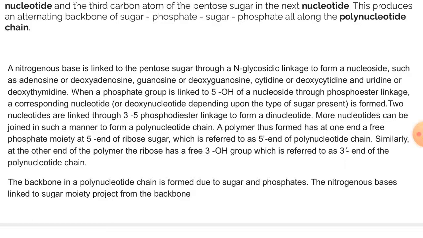So the backbone of the polynucleotide chain is formed by two things, that is the sugar molecule and the phosphate molecule. But the nitrogenous bases are linked to the sugar moiety and they are projecting from the backbone to one side, and when another such polynucleotide chain comes opposite to it, it forms the rungs of the ladder.